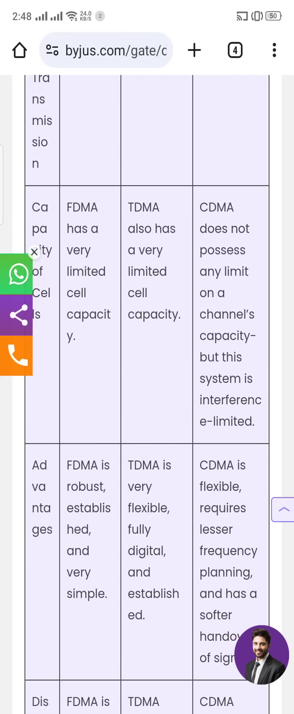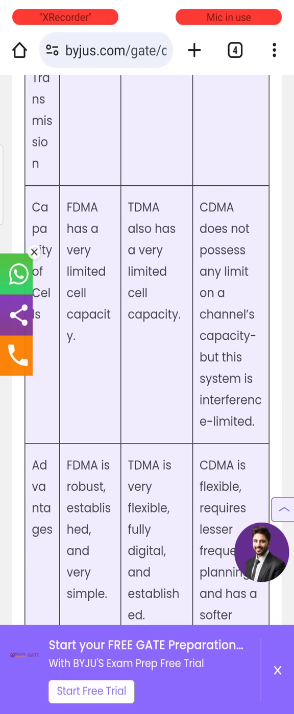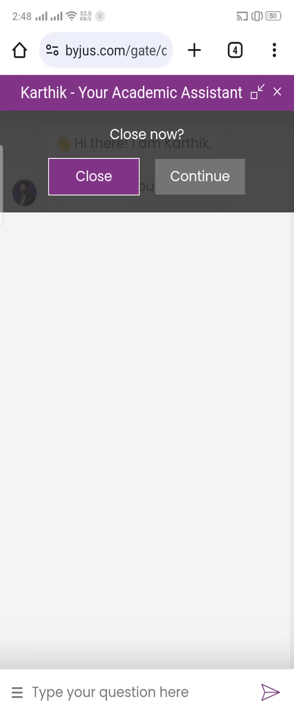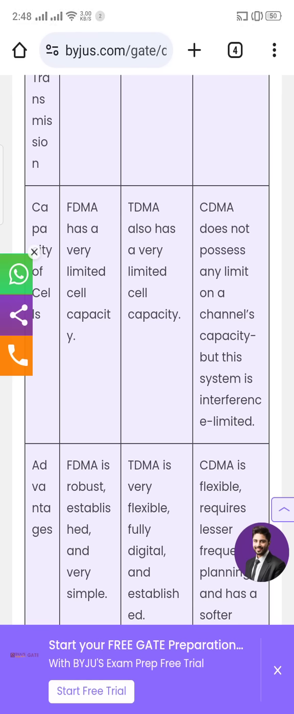FDMA has a very limited cell capacity. TDMA has a very limited cell capacity, while CDMA does not have this limit. CDMA does not have a hard capacity limit, but the system is limited by interference.